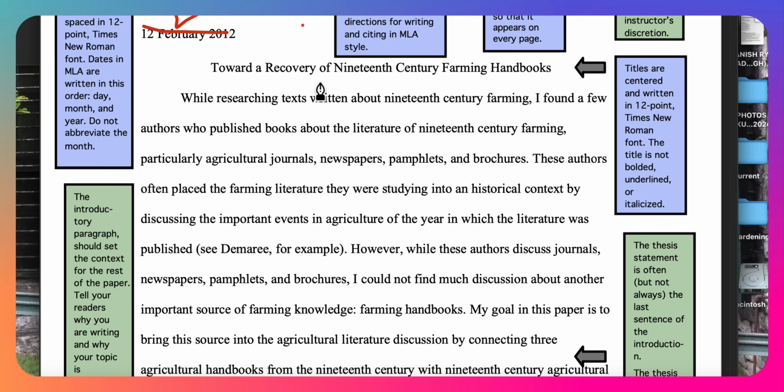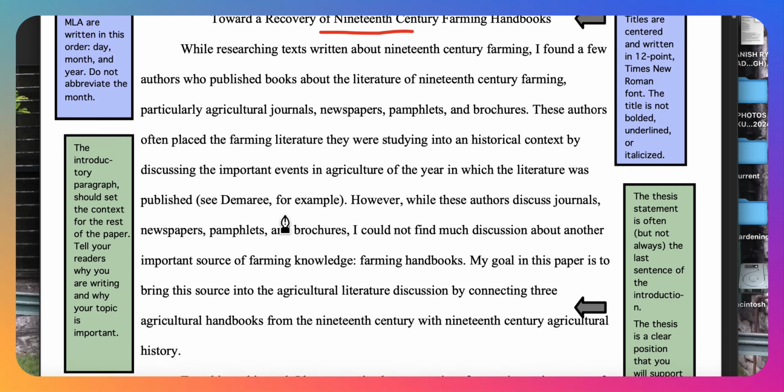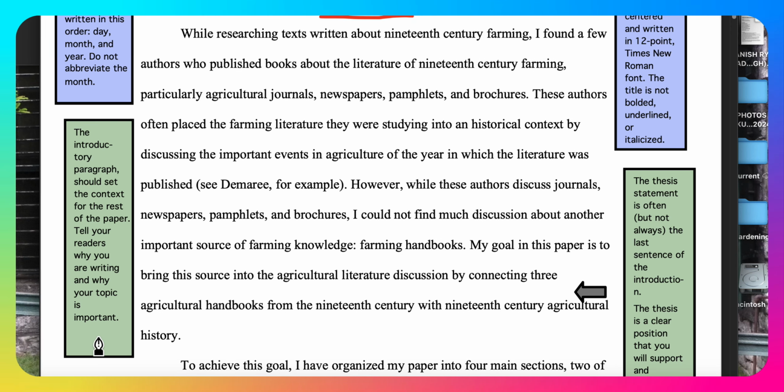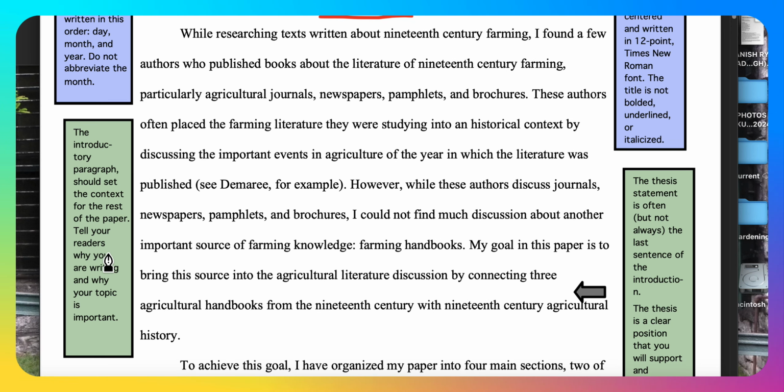Here's where I made a difference. I just want you to put your full name here, centered. And then a little bit about the introductory paragraph: it should set the context for the rest of the paper. Tell your readers why you're writing and why your topic is important. Some of that is unnecessary, but I'm seeing a couple of different things in drafts.